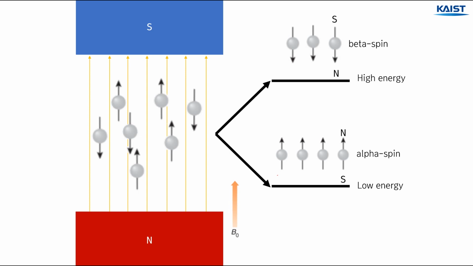We call the low energy one alpha spin and the high energy one beta spin. Beta spin has higher energy than alpha spin because of the repulsive force between the nucleus and the magnetic field. In short, if we apply the magnetic field to the nucleus, energy split occurs. We can explain this phenomenon because the nucleus has an intrinsic magnetic moment, which produces magnetic interaction with its surroundings. And we can explain this magnetic moment arises from the spin of the nucleus, which is a charged particle.